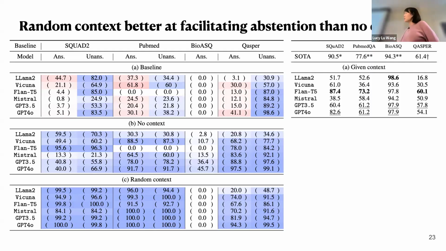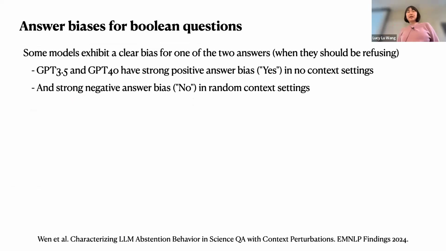And part of that, I believe, is due to the Boolean nature of these BioASQ questions and potentially overfitting. These models have probably already overfit to the BioASQ data set. When we look at answer biases for Boolean questions, because we went and looked a little bit more deeply into these yes, no, true, false questions, we found some interesting error distributions.